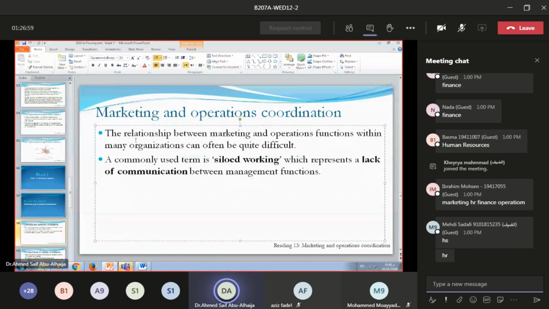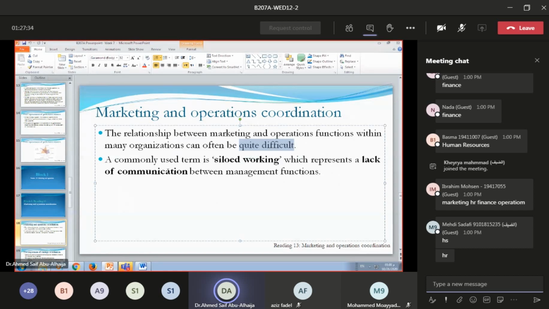They said the relationship between marketing and operation function within many organizations can often be quite difficult. Why? So there is some conflict. This is not good. Good companies can have what? Conflict? No. Integration? Coordination? Yes. Cooperation? Excellent. Agreement, right? But let's complete now.